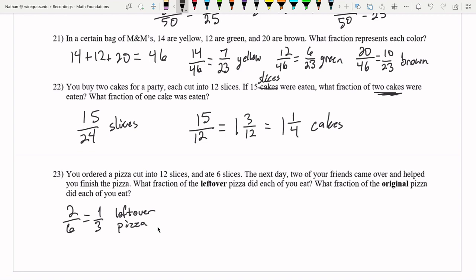Now, that's not the fraction of the original pizza, right? The original pizza had 12 slices. So each person ate 2 slices out of the original 12 slices. In other words, each person ate 1/6 of the original pizza. So just like in the last problem, you're trying to consider what is the whole. What are you talking about? Talking about the whole pizza or just half the pizza that remains?